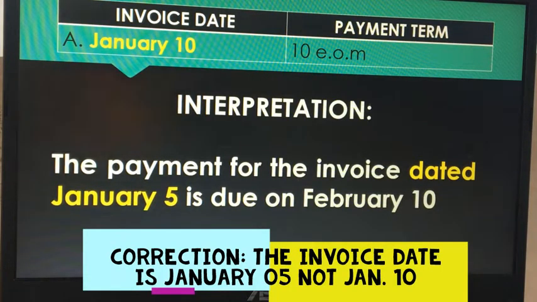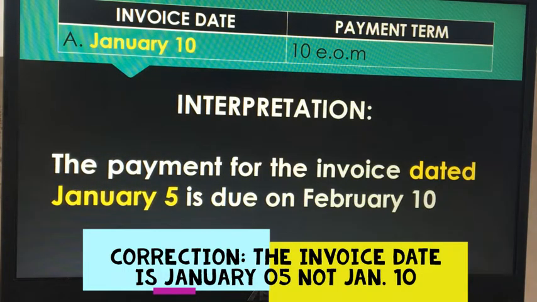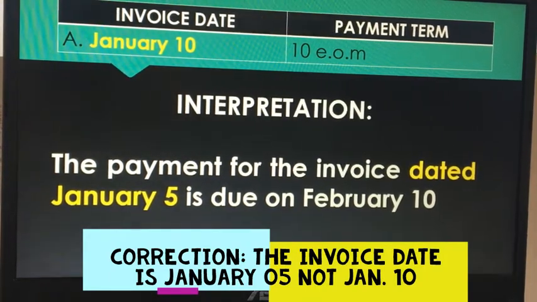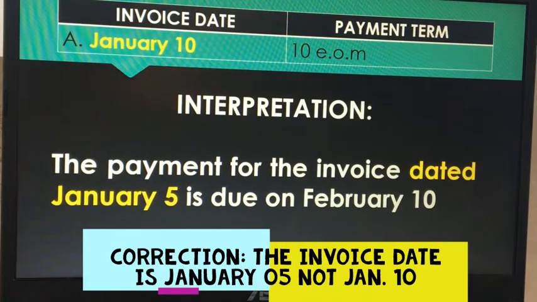So I have an invoice date of January 10, and the payment term is 10 EOM. When I say EOM, as I told you earlier, it means next month. So 10 here means the days. 10 days next month. When I say invoice date, that is the time that I purchase some of the merchandise. So say for example, it begins with January 10 and the payment term is 10 EOM. How are we going to interpret that one?